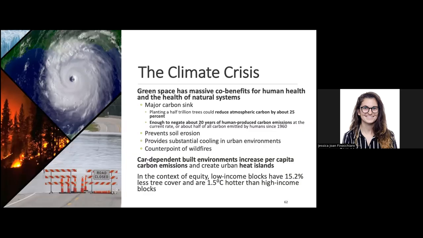And then you have to consider the climate crisis nowadays, the most pressing issue for our society. Green space is a big player in this, right? It's a huge carbon sink and it provides substantial cooling. Locations that are greener can be a lot cooler when it's hot out. And related to equity, lower income neighborhoods have a lot less green space, so they're going to have a lot hotter days compared to wealthier leafy suburbs. So we really need to think about this.